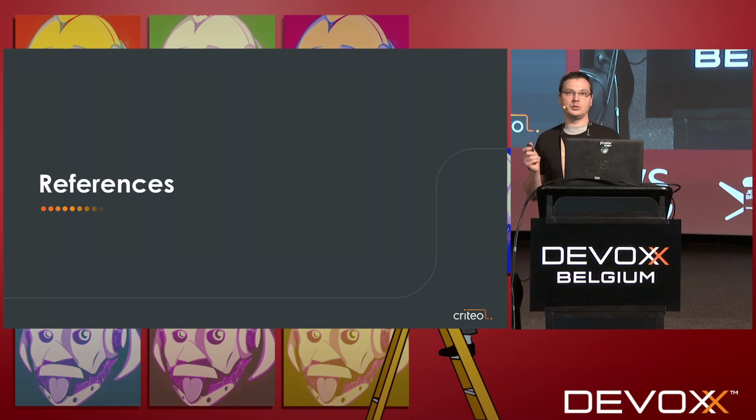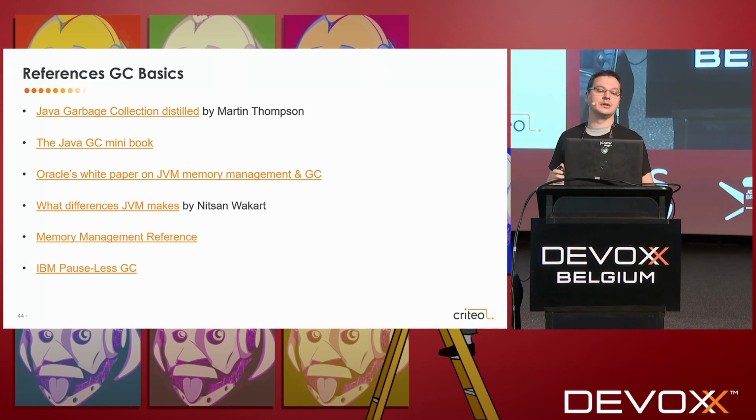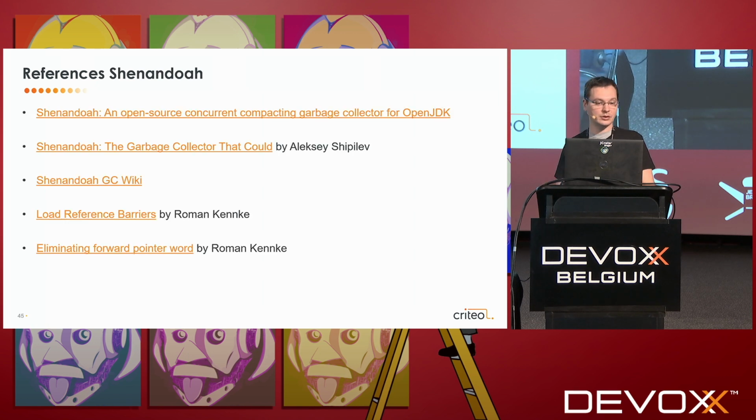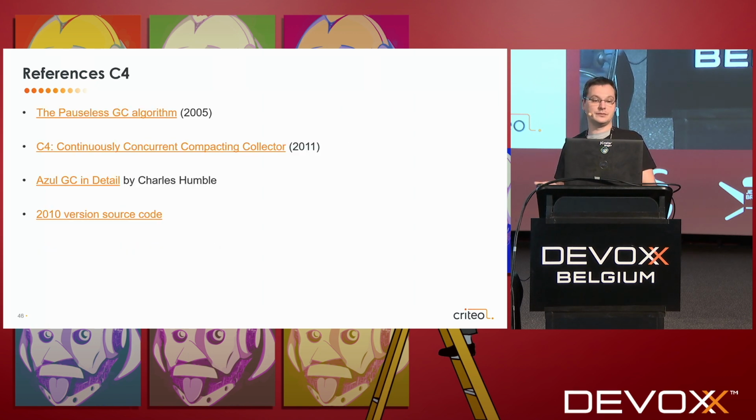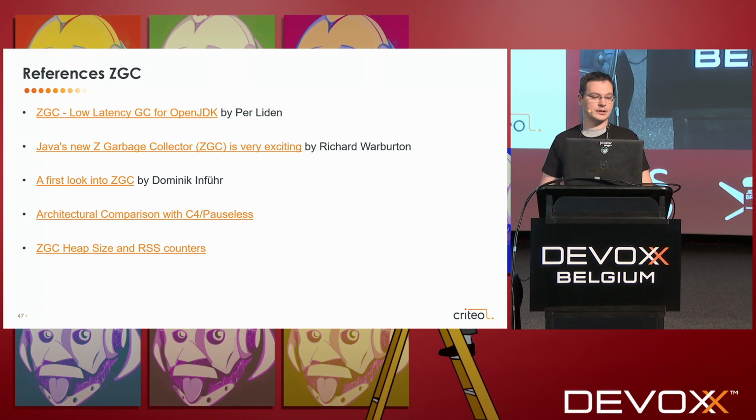With the slides that I will tweet just after the session, there are some references about the GC basics, about Shenandoah, about C4 with the published algorithm, and ZGC, of course.